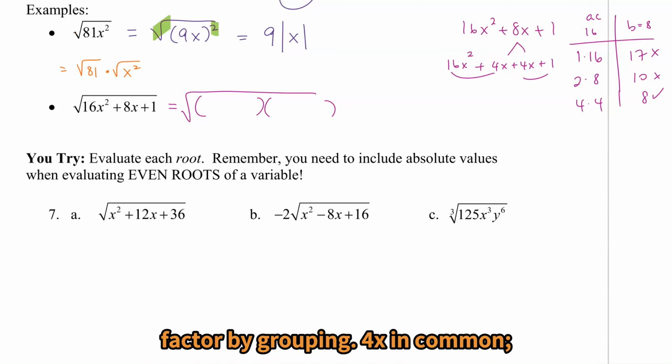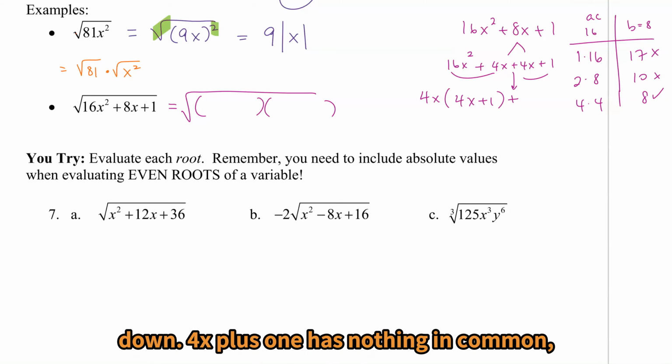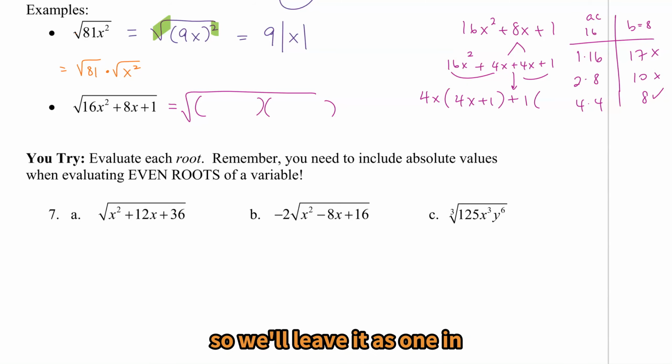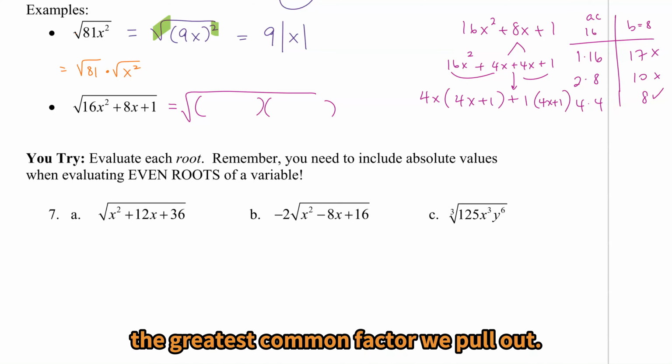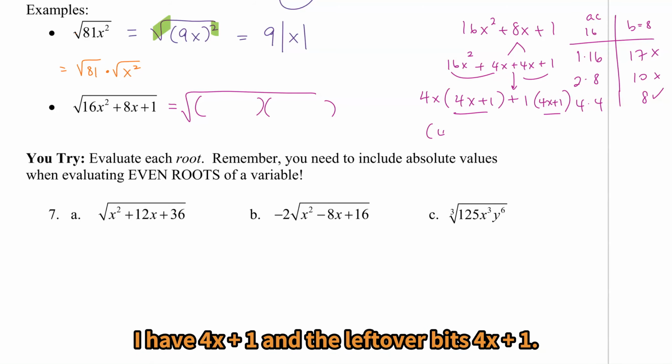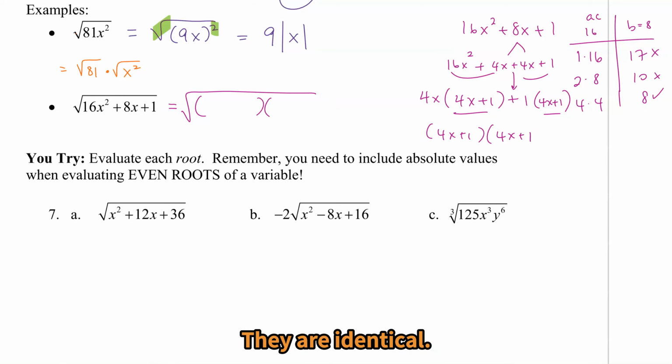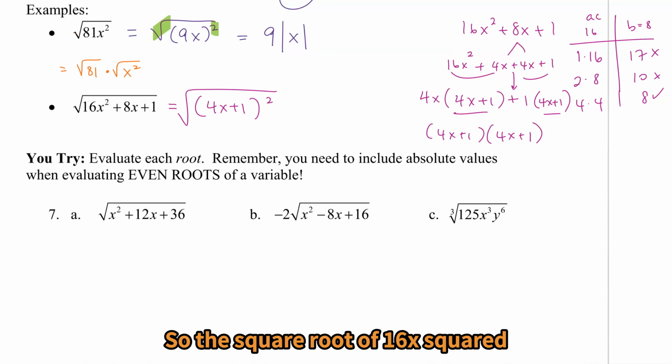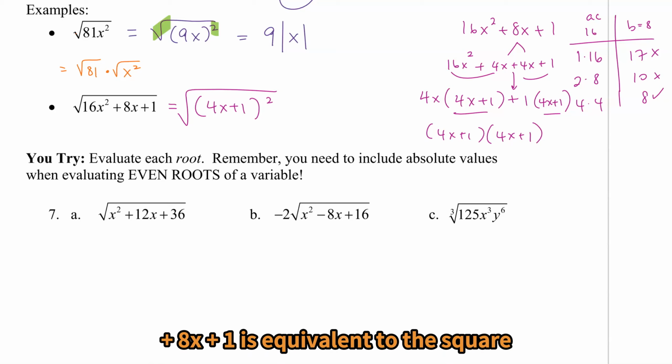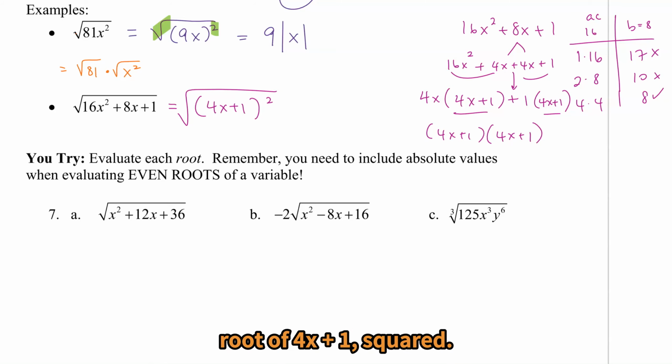And then factor by grouping. 4x in common, plus sign in the middle comes down. 4x plus 1 has nothing in common, so we'll leave it as 1, and the greatest common factor we pulled out. And then I see I have 4x plus 1, and the leftover bits, 4x plus 1, they are identical. So the square root of 16x squared plus 8x plus 1 is equivalent to the square root of 4x plus 1 squared.